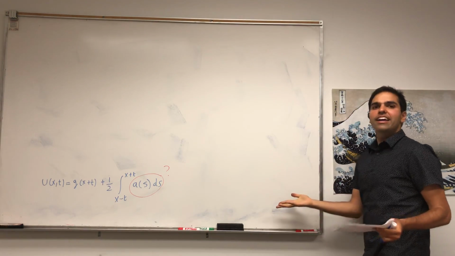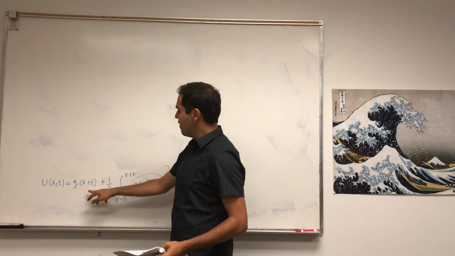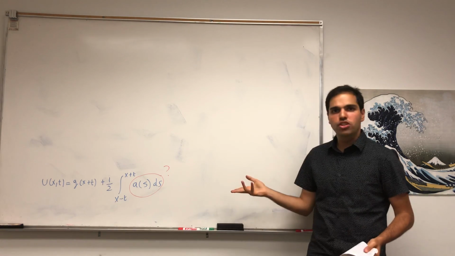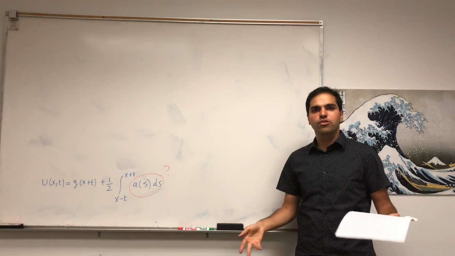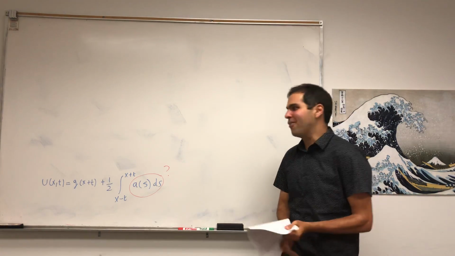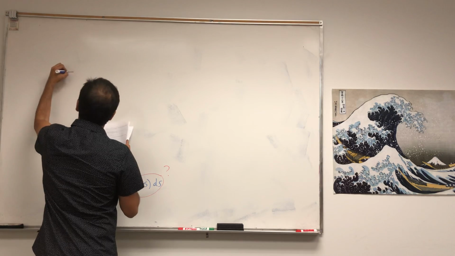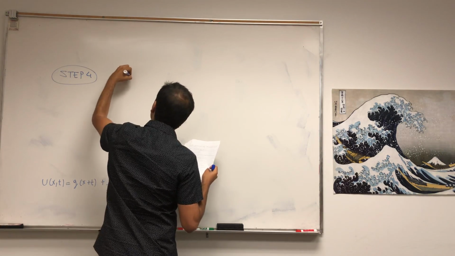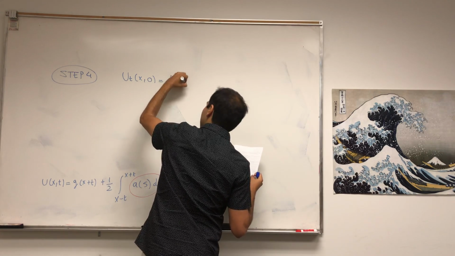Well, if you try it out and you calculate u of x0, you get g of x plus 1/2 integral from x to x, which is 0. So in the end, you do get u of x0 equals g of x. This is great, but it doesn't solve your problem because you don't know what a is. But now, let's use the other thing. So we want to use u_t of x0 is h of x.